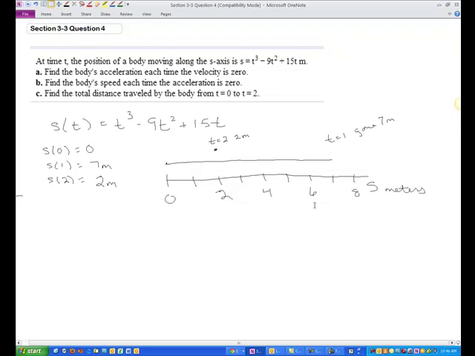Well, it turns out when you turn around, your velocity at that instant that you turn is going to be 0. So you're going to have positive velocity when you're moving to the right, and then negative velocity when you're moving to the left.